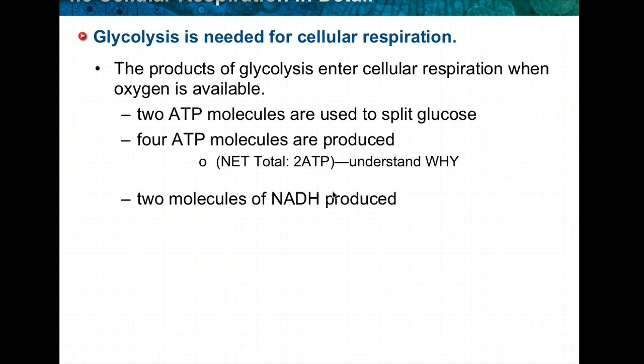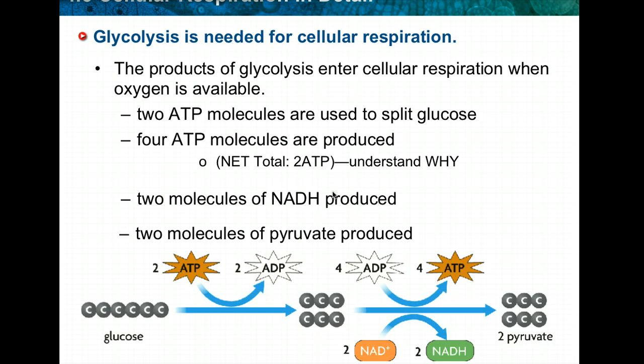As you're going to see, in the presence of oxygen, these high energy electrons can be used to produce even more ATP molecules. So basically, we get 2 molecules of NADH produced for each round of glycolysis. And then the 2 molecules of pyruvic acid are also produced, which we mentioned earlier.